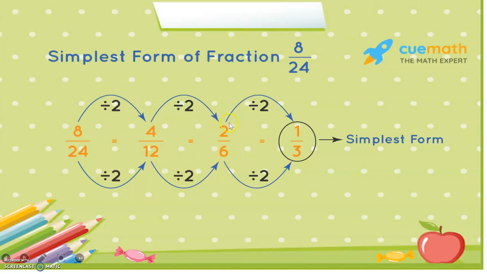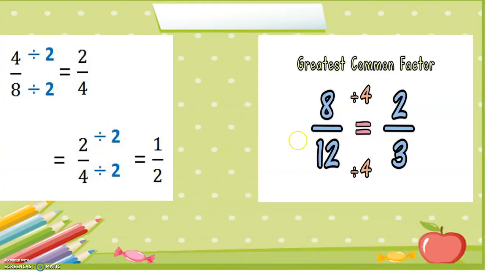So 2 over 6 is not yet in simplest form. Let's divide again by 2. 2 divided by 2 equals 1, and 6 divided by 2 equals 3. So the simplest form is 1/3. Okay, so this is the simplest form.